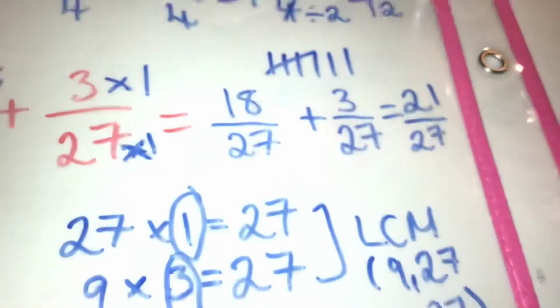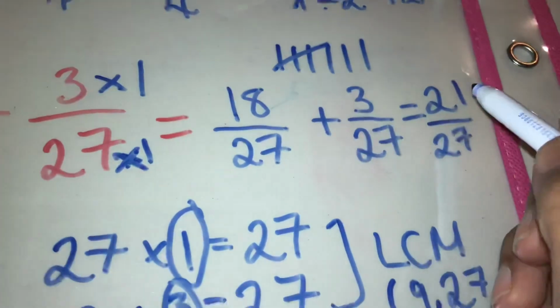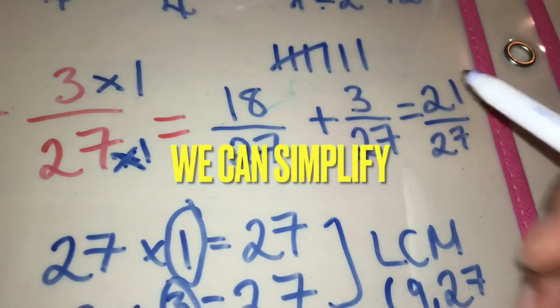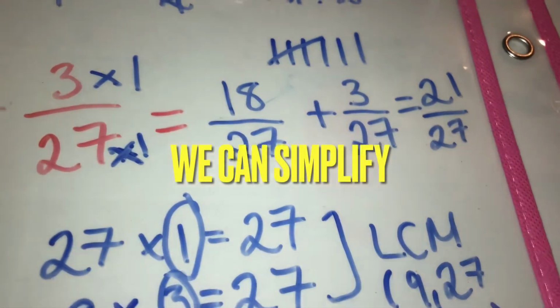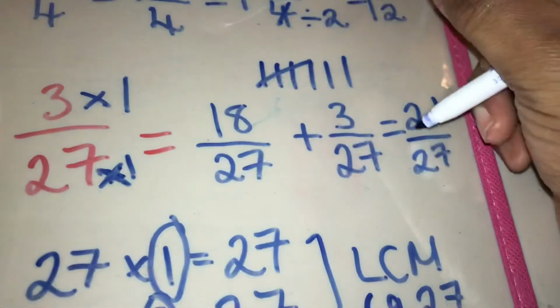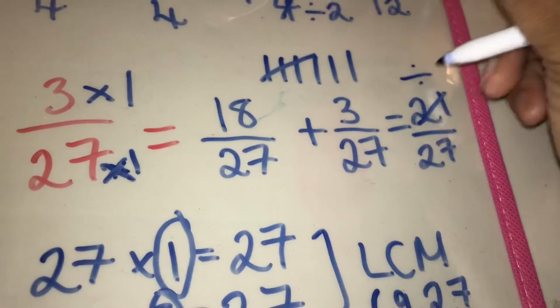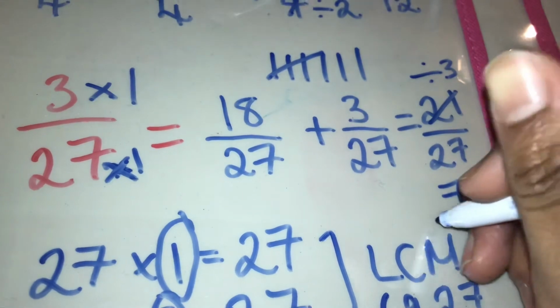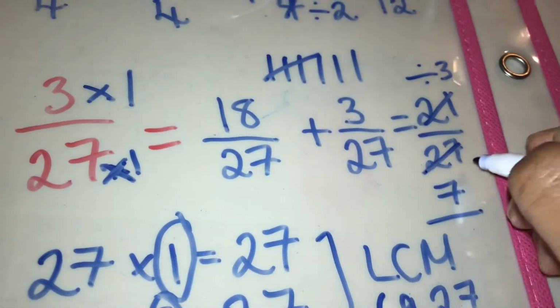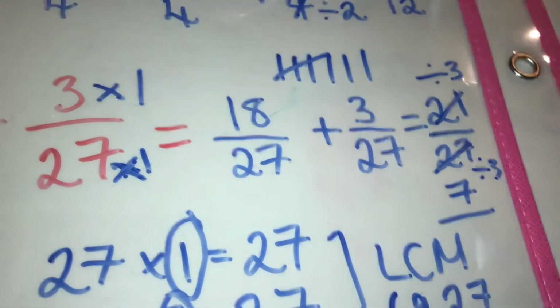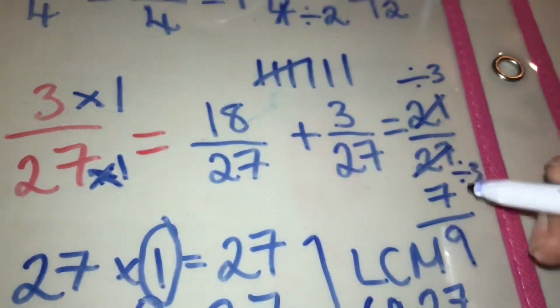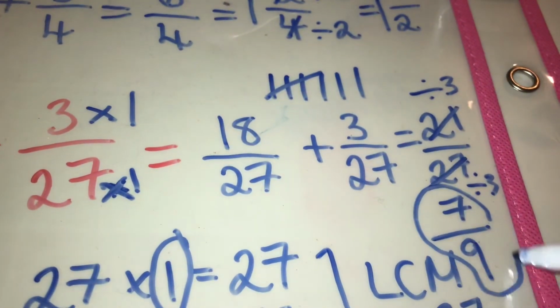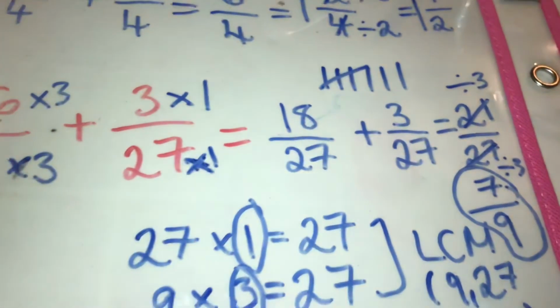If you know your times tables, you know that we can continue because both of these are multiples of 3, which means they're both divisible by 3. 21 divided by 3 is 7, and 27 divided by 3 is 9. So your answer, simplified, is 7 over 9, or 7/9.